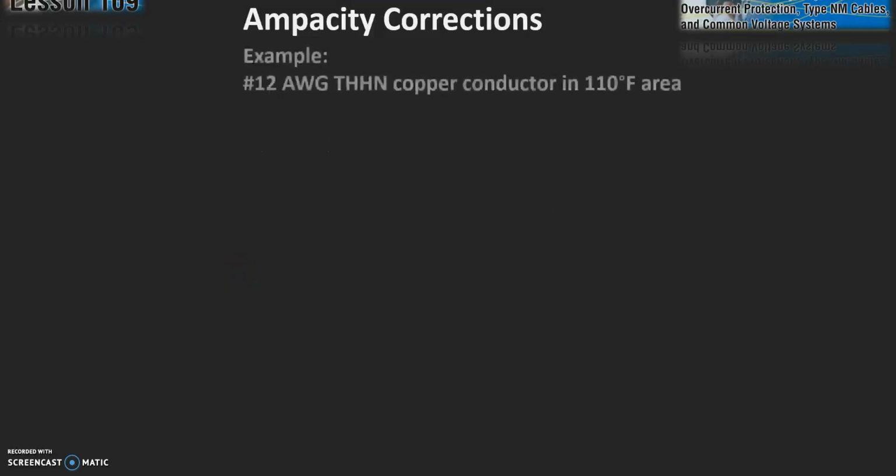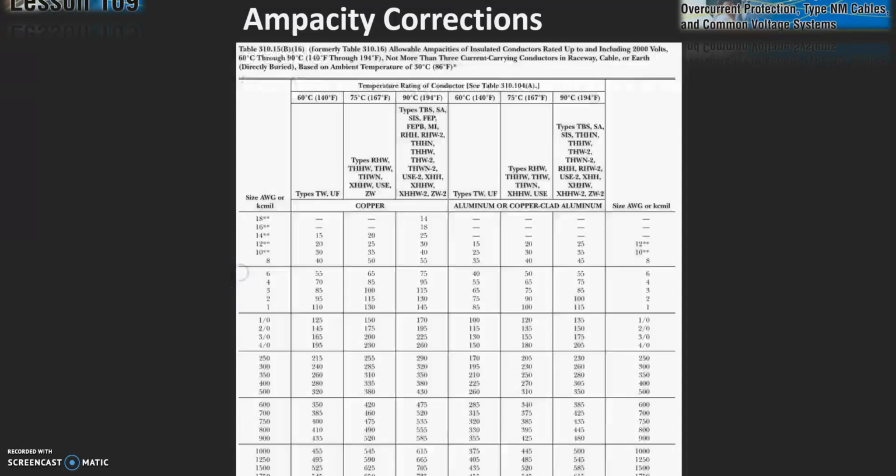Same story. Let's look at a high ambient temperature. I have some number 12 copper conductors in an area that's 110 degrees Fahrenheit. So it's running hot in there for whatever reason. So again, first thing, what could I normally take as my ampacity? Again, we have THHN, we have copper wire, so we're in this particular column. My number 12s are good for 30 amps.